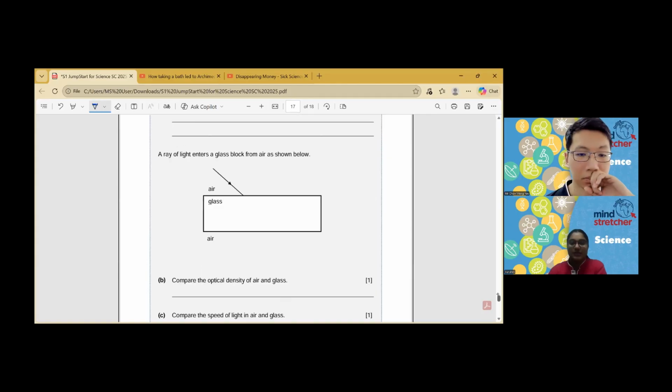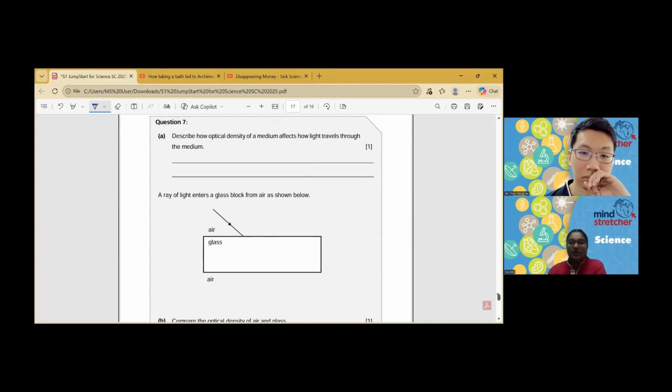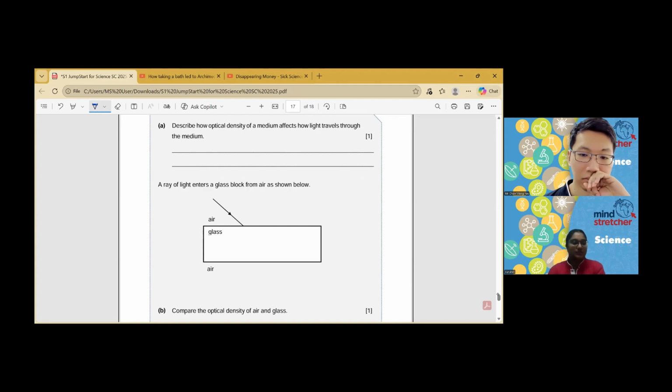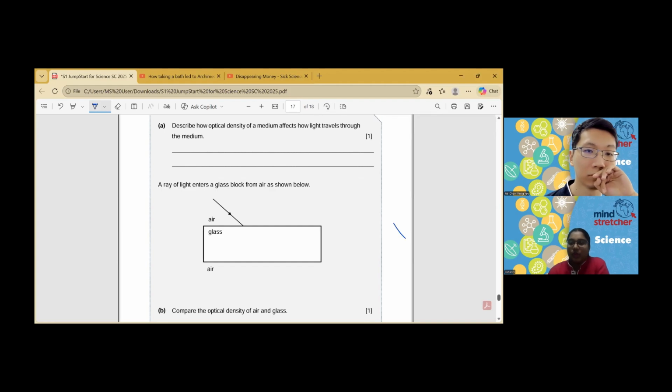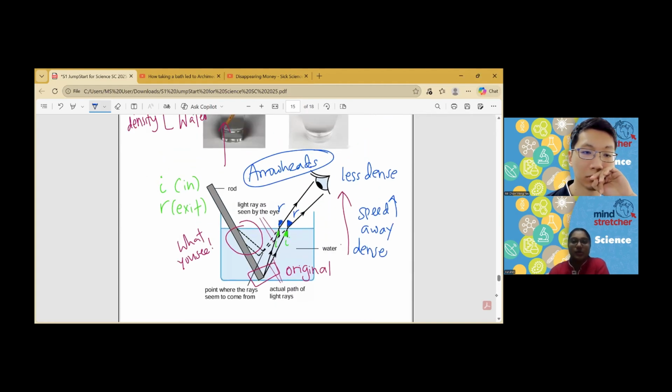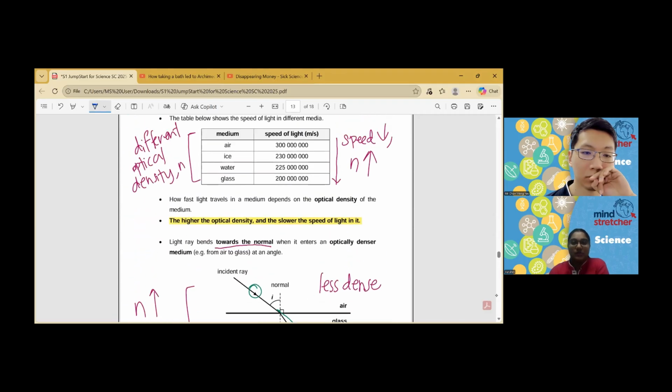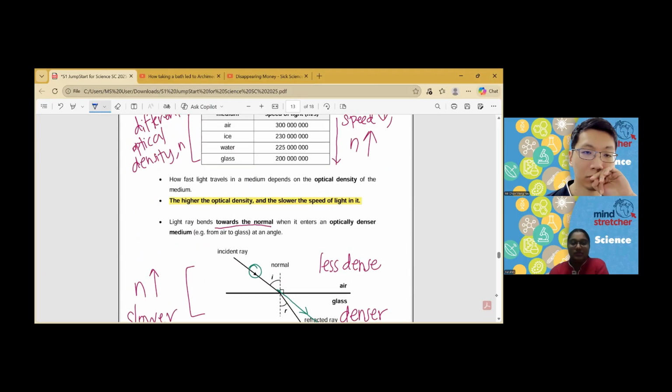For the rest, you can try question 7. How does the optical density of a medium affect how light travels through the medium? How will it change? You can type down your answer, or you can tell me which page you can find the answer on. You can go up. The general relationship of how the optical density will change the speed of light, somewhere here. Okay, page 13.